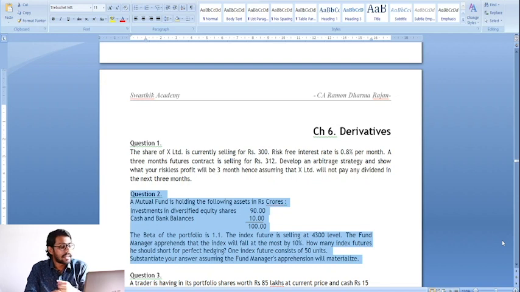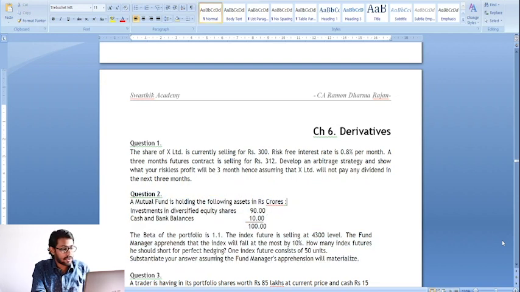A mutual fund is holding the following assets in crores. Investment in a diversified portfolio of equity shares, 90 crores. Cash and bank balance is 10 crores, so total investment is 100 crores. Cash and bank is a risk-free investment, right? There is no risk involved in cash. The beta of the portfolio is 1.1.